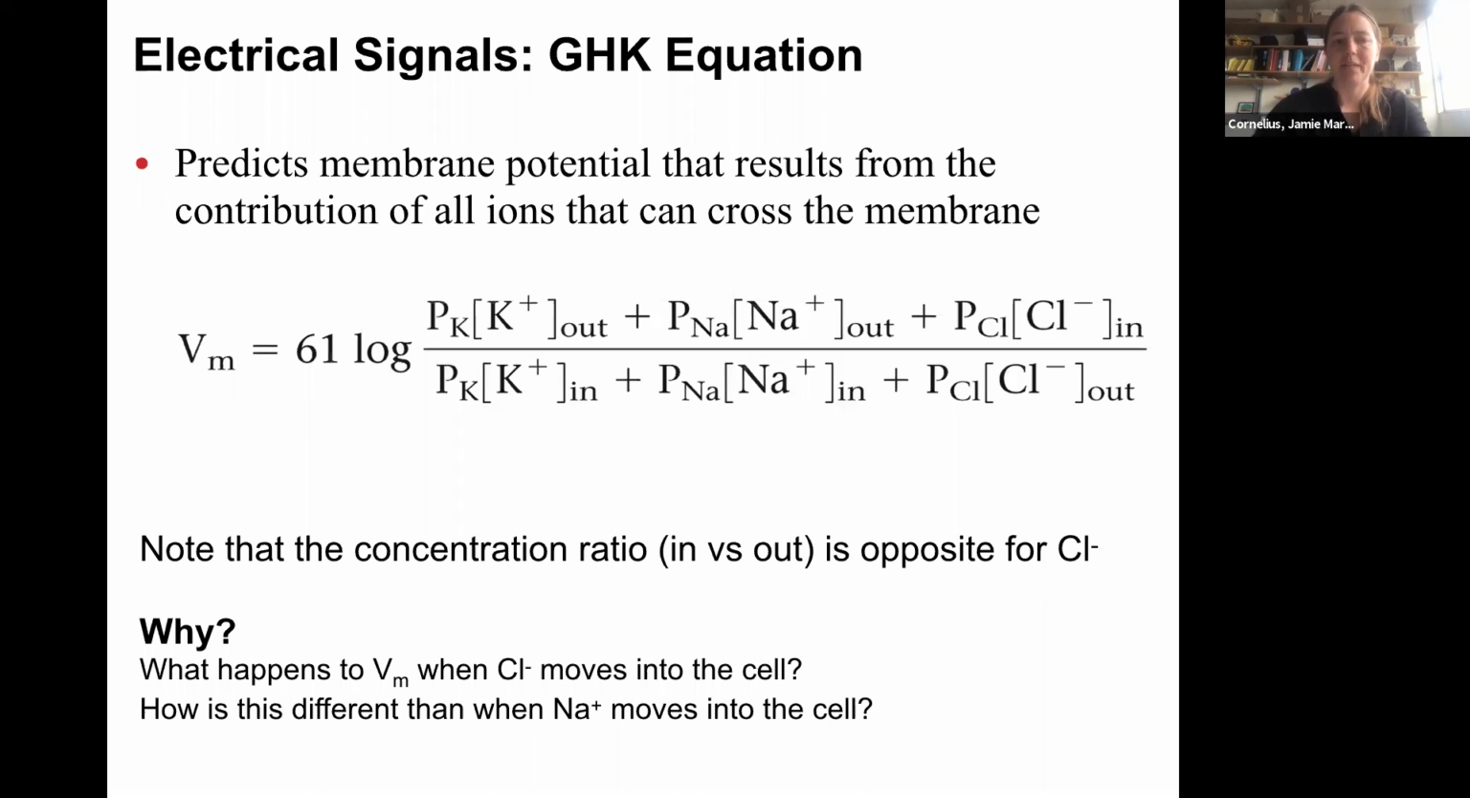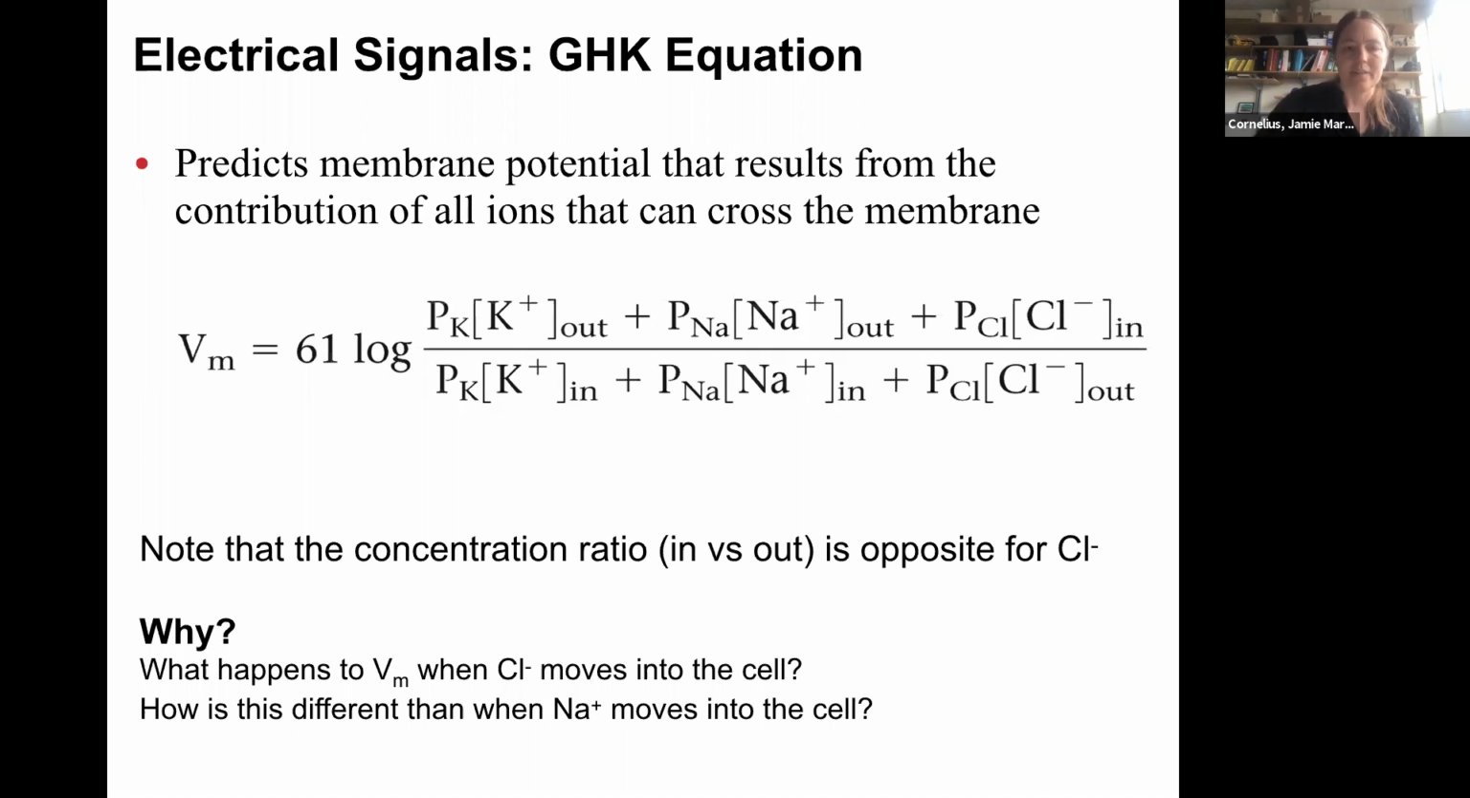But then you have the P terms for each of the ions, and that's the permeability. In other words, how many channels are open and how freely potassium or sodium or chloride is able to move across the membrane and try to reach its equilibrium potential. So if you have tons of potassium channels open, you have really high permeability, and so potassium is going to determine the VM for the most part. If you have really high sodium permeability, then sodium is going to determine the VM, and you're going to see the VM start to go up.